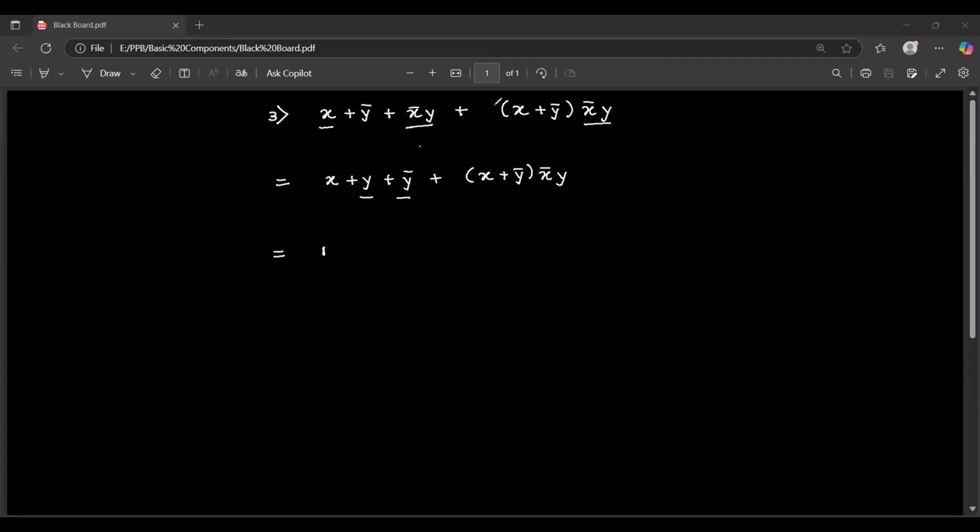Whatever the input is, x can be anything, y can be anything, the output will be 1. That's all, keep that in mind. So now let's do another question and finish today's class.